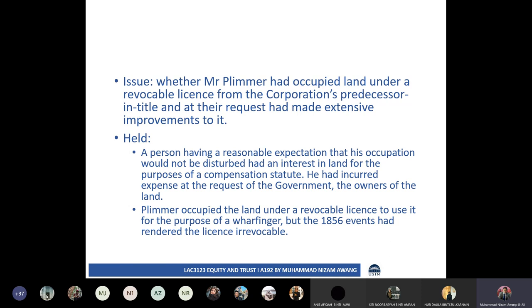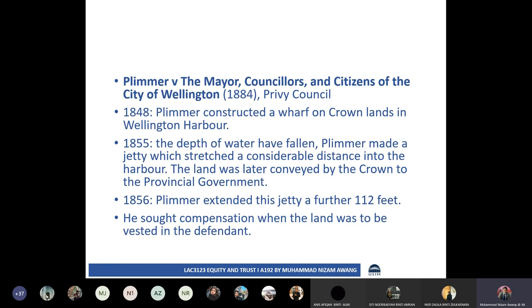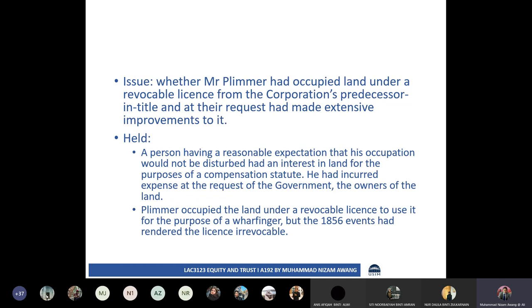In this case, the court held that Plima had occupied the land under a revocable license, but because of the 1856 event, there was a promise that made the license irrevocable. Because of the conduct, Plima had acted to extend the jetty based on the license given by the municipal council, but later they conveyed the wharf to the government. So based on the 1856 event here, what Plima did was based on the assurance by the municipal council.